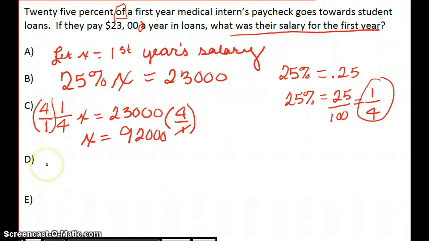Now, letter D, I'm going to check that. So I'm going to say 1/4 of 92,000 is 23,000. I put that in my calculator, and it does check. And then I just need to label my answer, 92,000 per year.